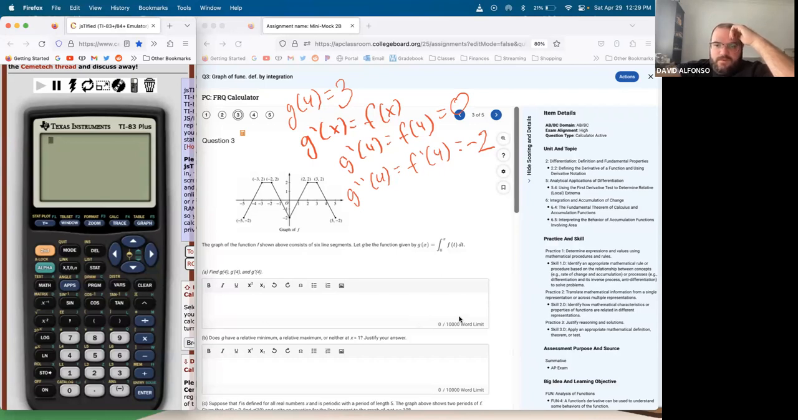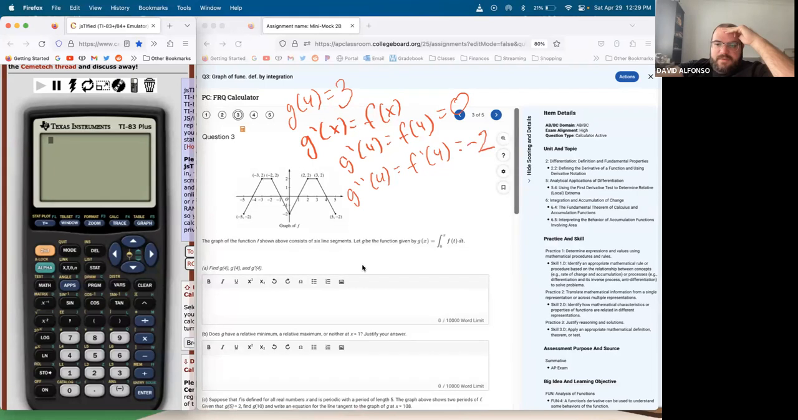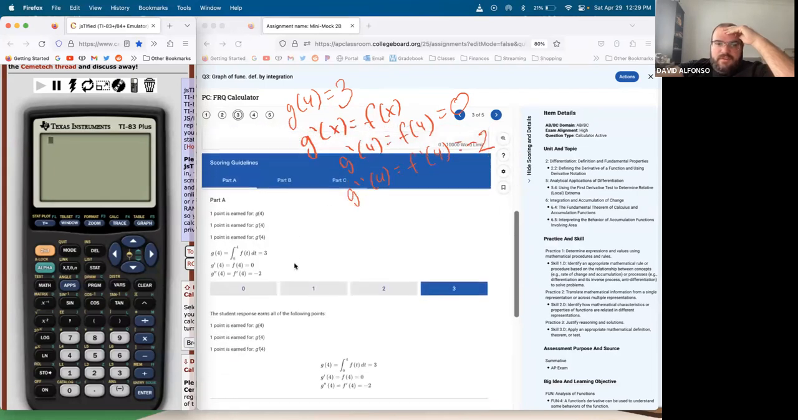Okay. So I have a feeling this is going to be 3 points. Yep, 3 points, 1 for each. G of 4 is the area under F from 0 to 4, which is 3. G prime of 4 is equal to F of 4, which is 0. And G double prime is F prime, which is -2. So those are the 3 answers. This is an easy one. The hardest one was G of 4 because you had to actually calculate the areas. But notice they don't care much about the work. They're just looking that you got 3, 0, -2. As long as you got those three values, you are good to go.